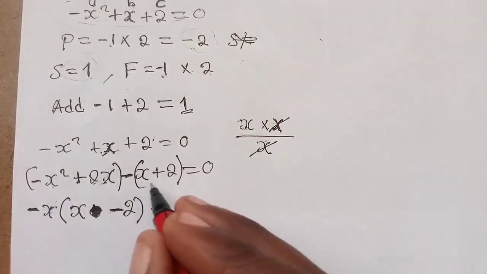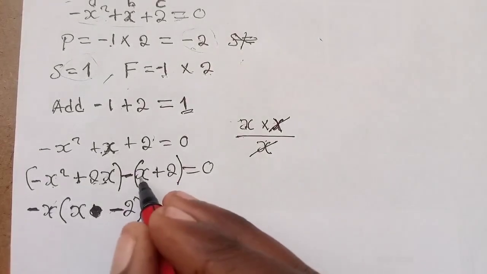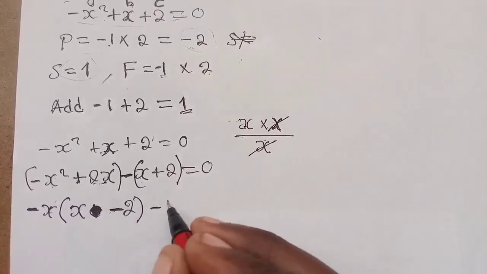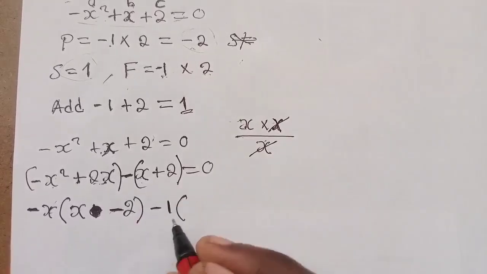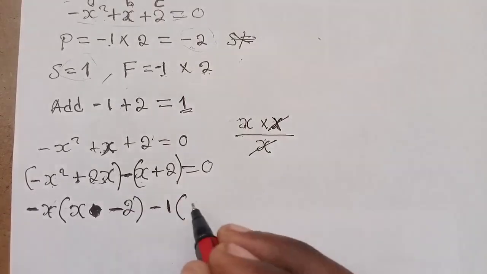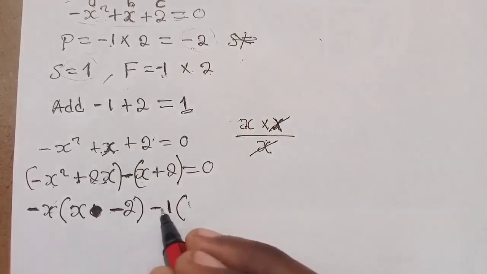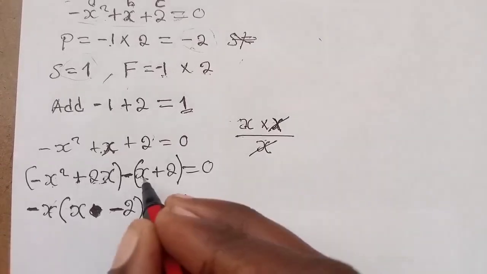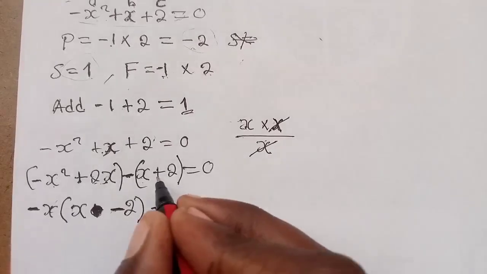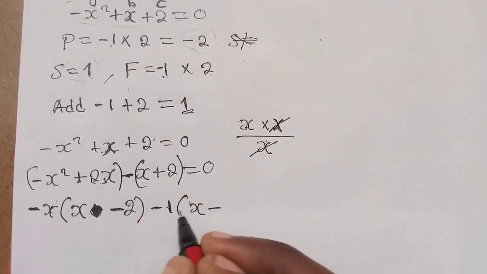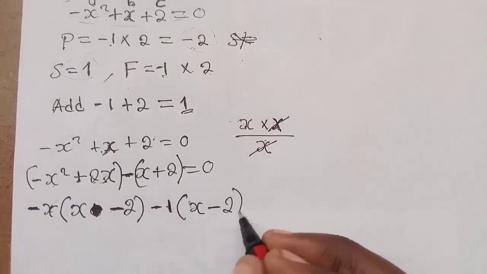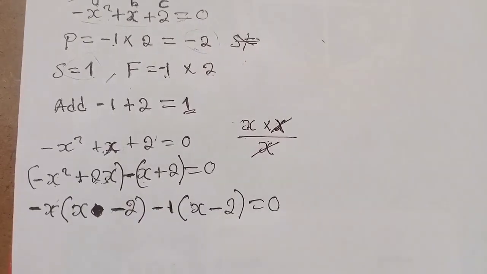So the number that can go in here is attached to -1, like that. Negative into negative is positive, but don't put a positive. So 1 into x is just x. Negative into positive is negative. Then 1 into 2 is 2, is equal to 0.